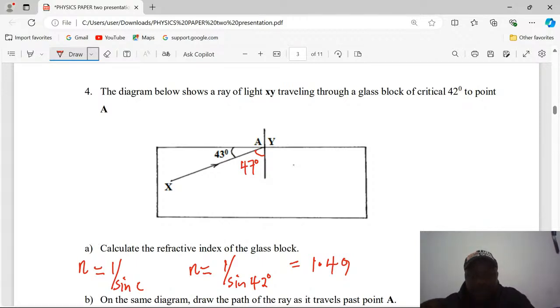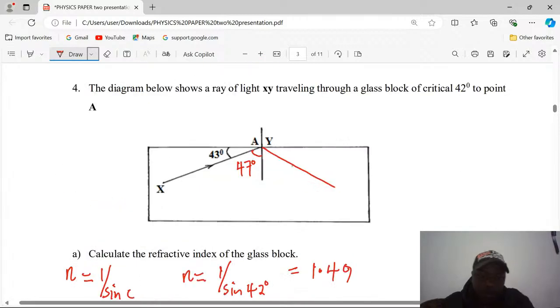We expect the ray to be inside here. So the ray is going to be reflected obeying all the laws of reflection, such that this is also 47, leaving a 43 at this point. So that is how the ray behaves.